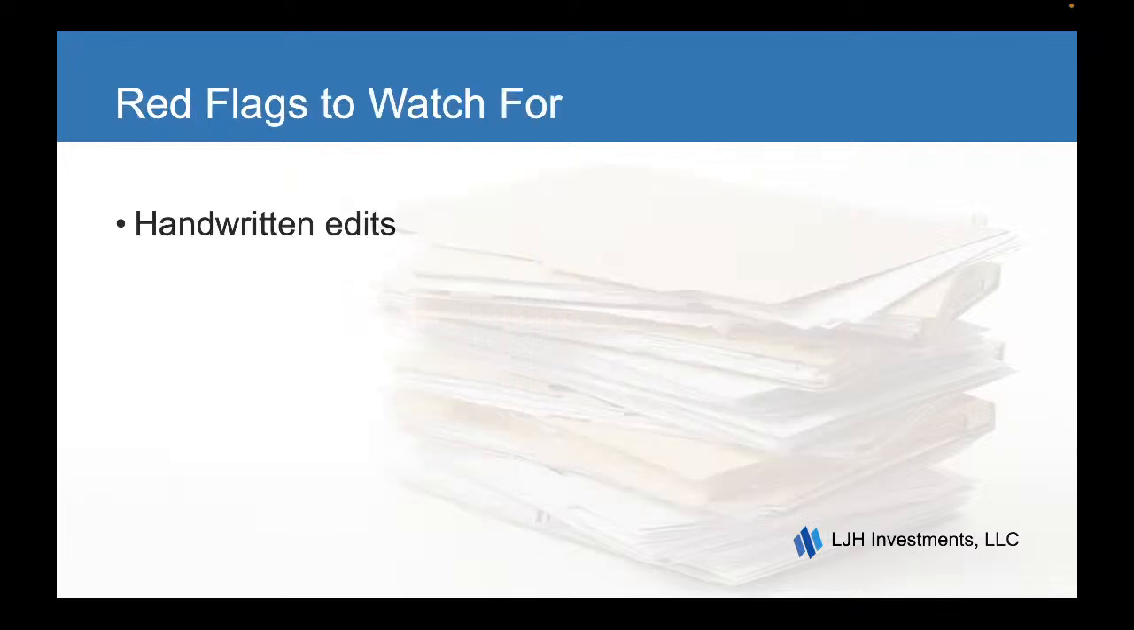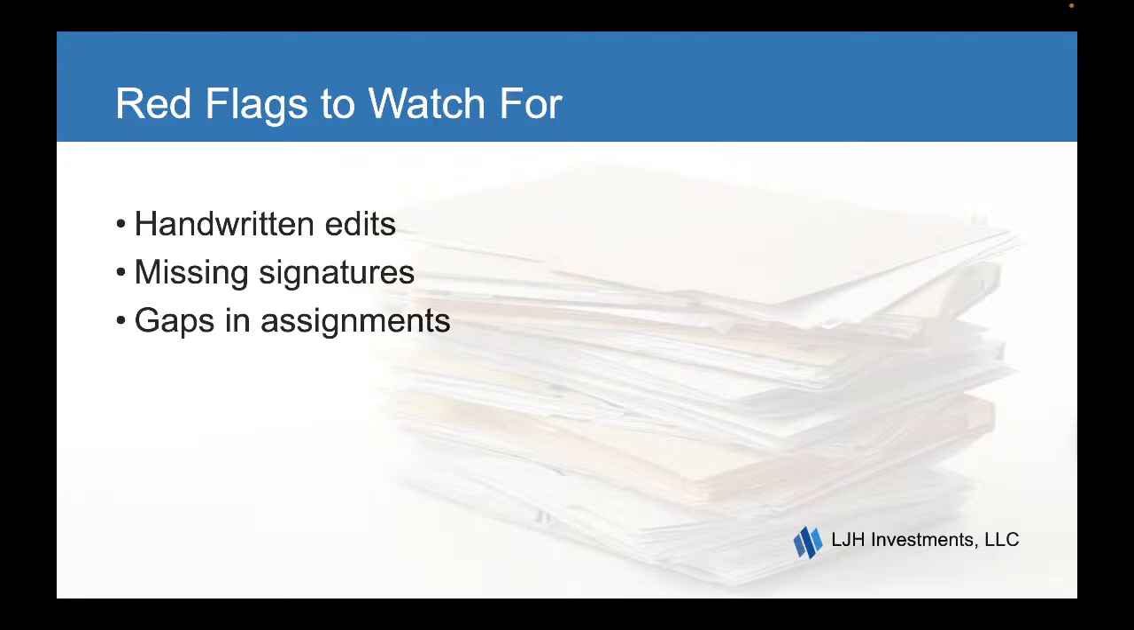Red flags to watch out for: handwritten edits. I've seen that, so just be careful. Missing signatures, gaps in assignments. I see more of the gaps within the allonges, and those are easily corrected. So just go ahead and do your due diligence. Make sure you have all the allonges and all the assignments. And if you're doing a contract for deed, you need the assignment of beneficial interest, and also the deeds. You need to make sure that you have everything from the point that the note was originated to the point that you're buying it.